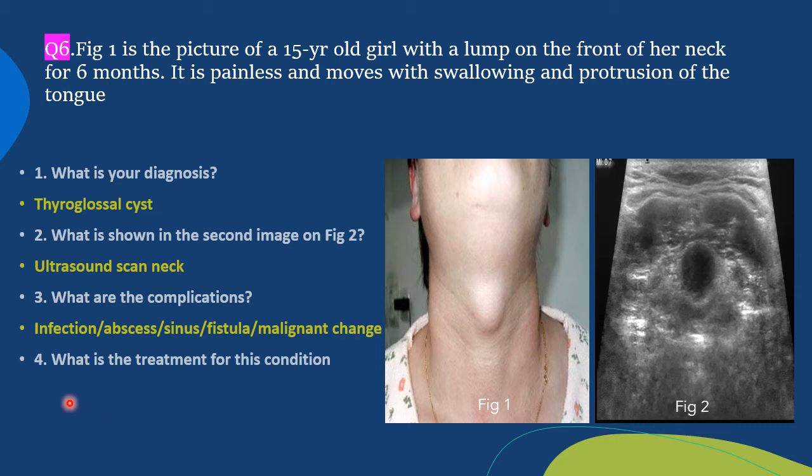What is the treatment for this condition? Antibiotics if it is infected, and excision of the cyst with the tract, the thyroglossal tract, right until the point of origin at the base of the tongue. And this is known as the Sistrunk operation.